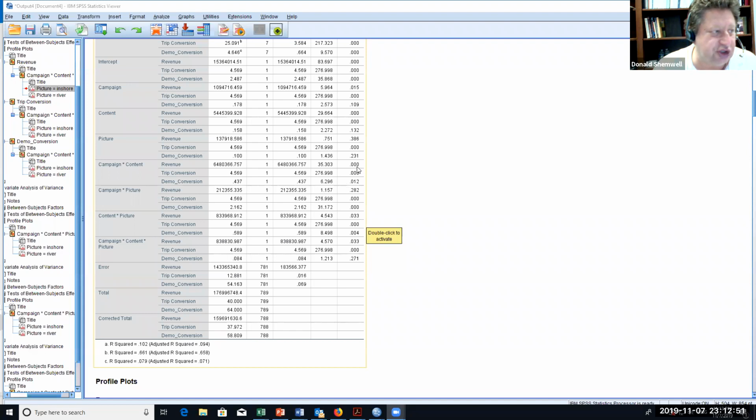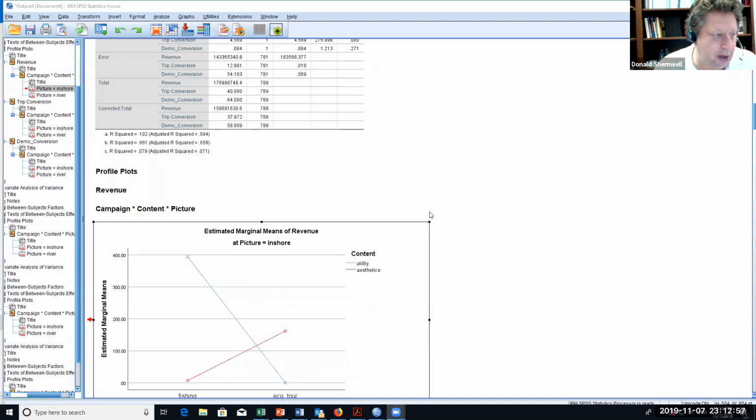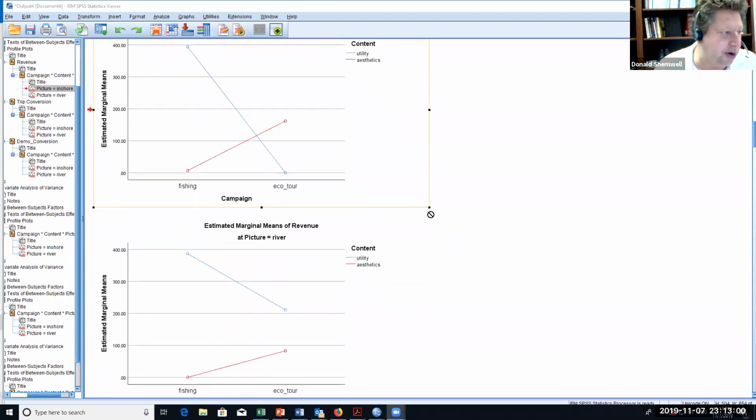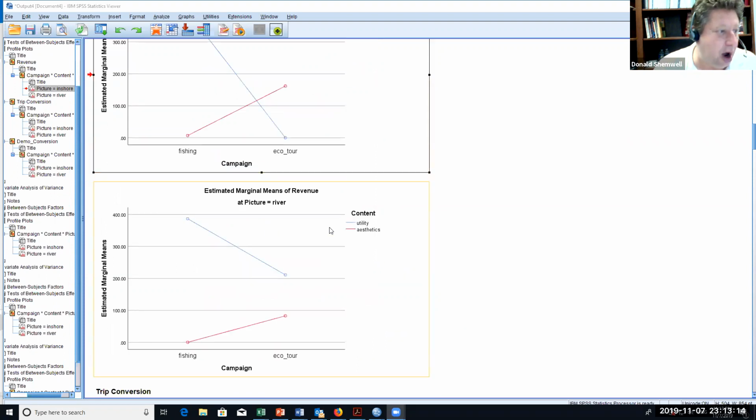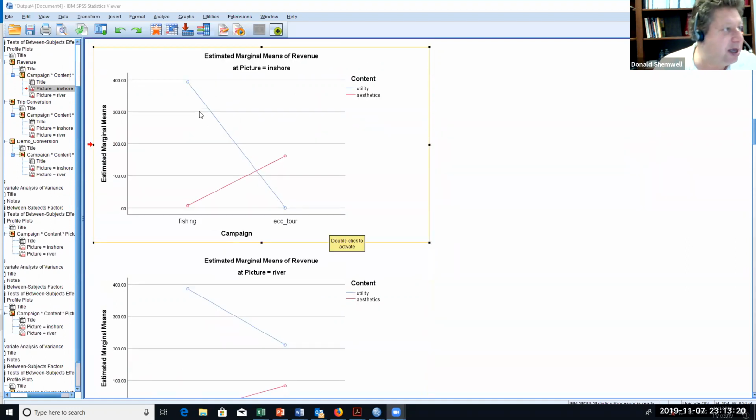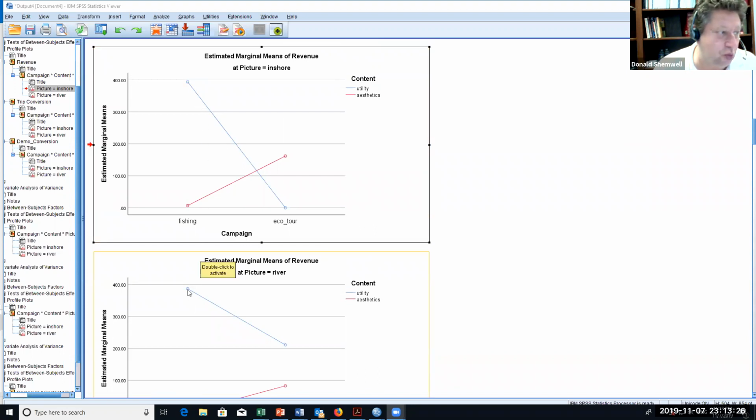So let's look, because it's easiest to see, at the interaction between campaign and content for revenue. Basically what we're going to try to do here is determine which of these 4 points, not accounting for picture, just looking at campaign versus content, which of the combinations of campaign and content work best. And it's pretty easy to see. For this picture, it's way up here. And for this picture, it's way up here. So the answer here is that fishing combined with utility is the best combination.